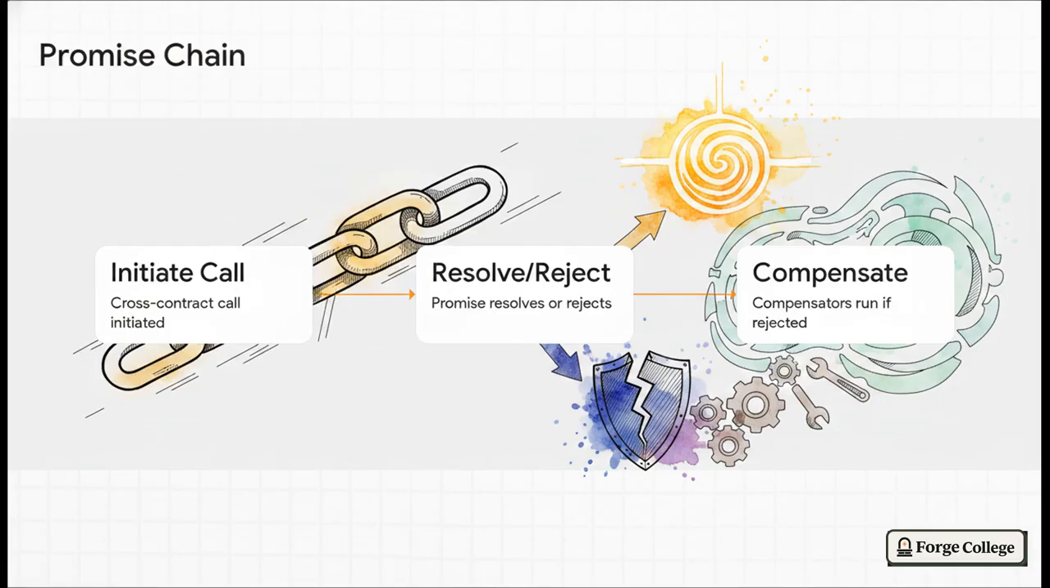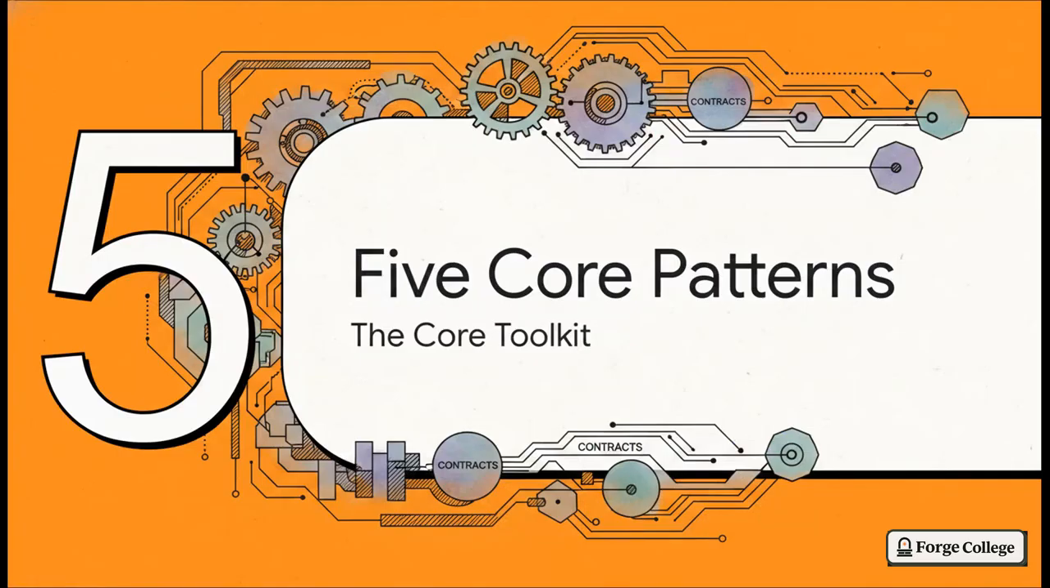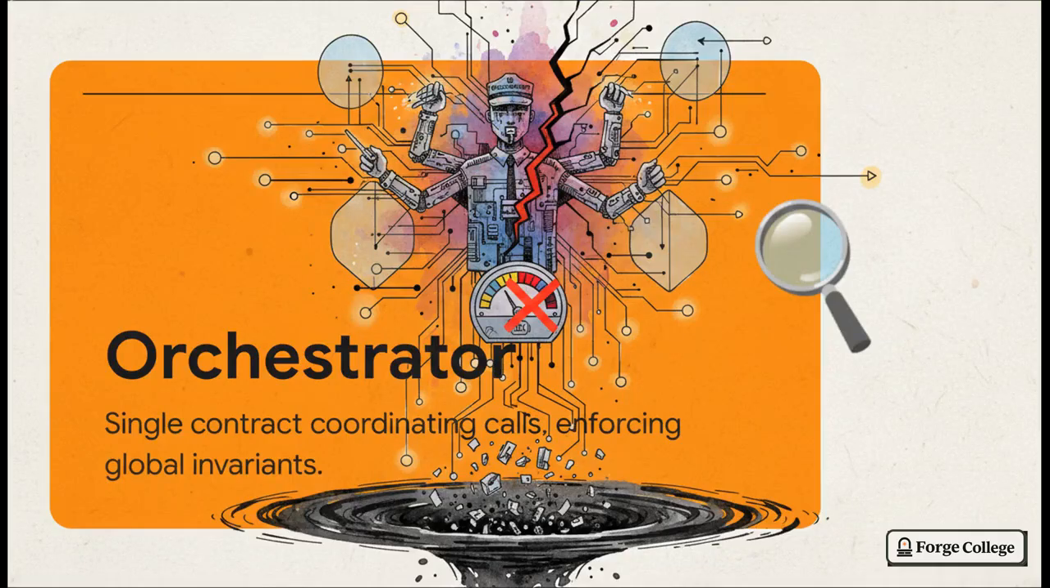If it rejects, you better make sure your compensator functions step in to handle the fallout. Which brings us to section 5. 5 advanced integration patterns. This is your core toolkit. Whether you're building a tiny protocol or a massive ecosystem, there are 5 architectural tools you're going to rely on.